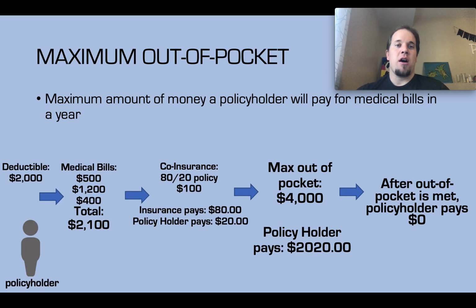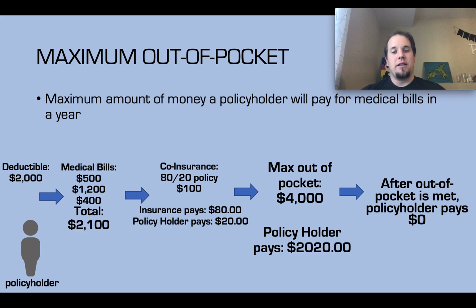Now, we have something called maximum out-of-pocket. And what that means is the policyholder will not have to pay a cent more past that maximum out-of-pocket. Meaning, for the example here, let's continue on. Policyholder, $2,000 deductible, medical bills, $2,100. That means now $100 goes to the coinsurance clause, 80-20. Now, the policy that this policyholder has selected, they have a $4,000 out-of-pocket maximum.